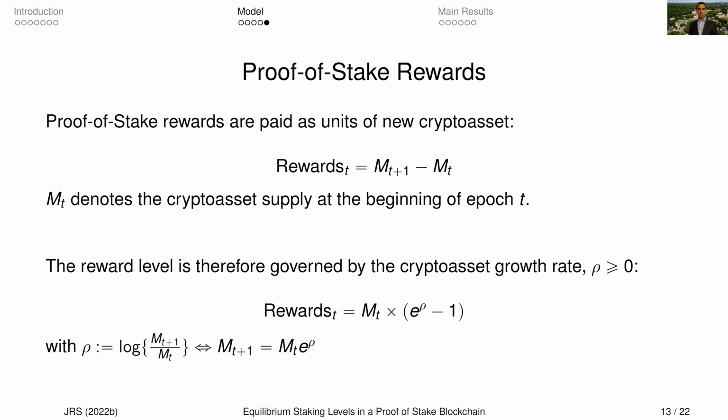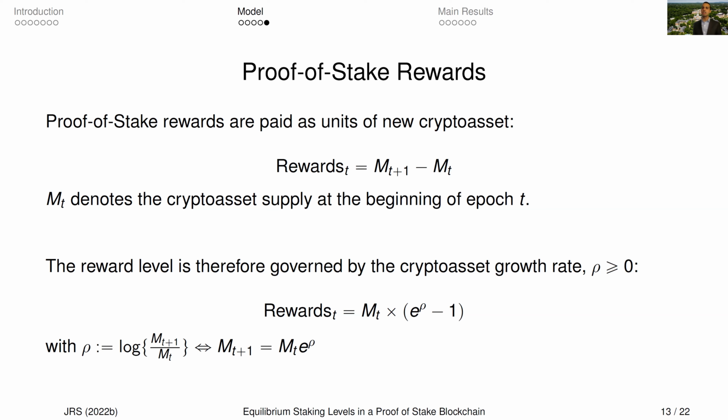And so, again, formalizing a bit further, the reward level is therefore going to be governed by the growth rate of the crypto asset. So in particular, you can define the growth rate essentially, let's say, as the log of the ratio of the total supply across epochs, right? And that's going to directly then imply that the rewards have this form that you see on the bottom of the slide. And so most importantly here, that means if we're talking about increasing rewards, we're talking about increasing the supply growth rate of the native crypto asset, right?